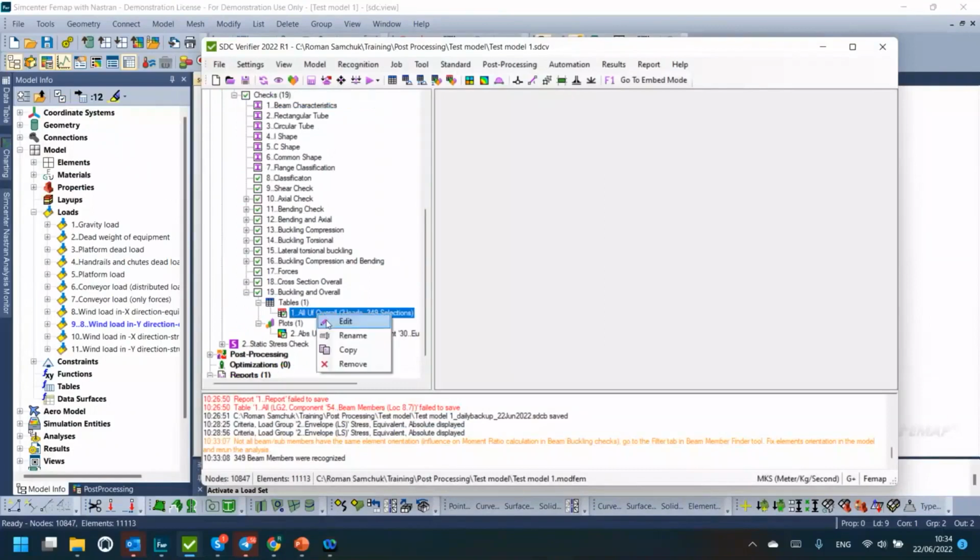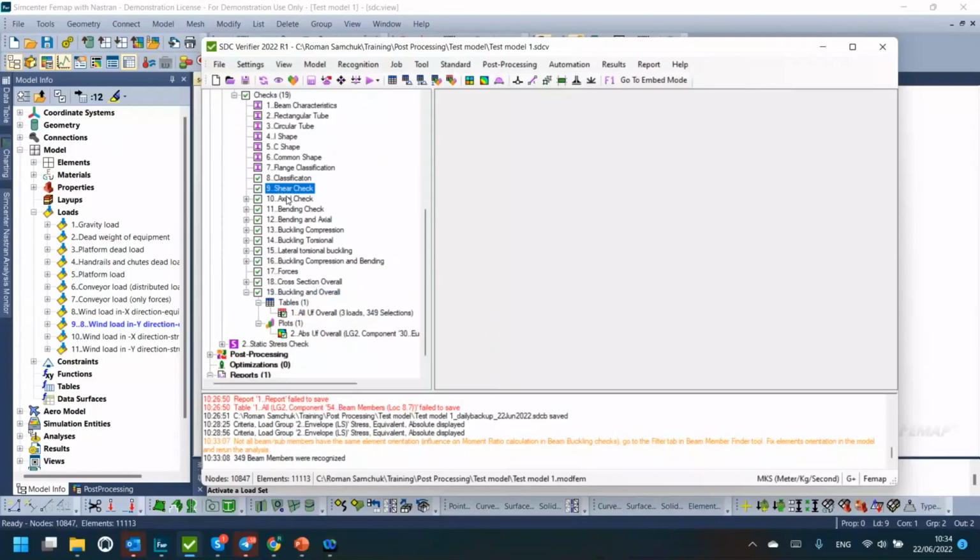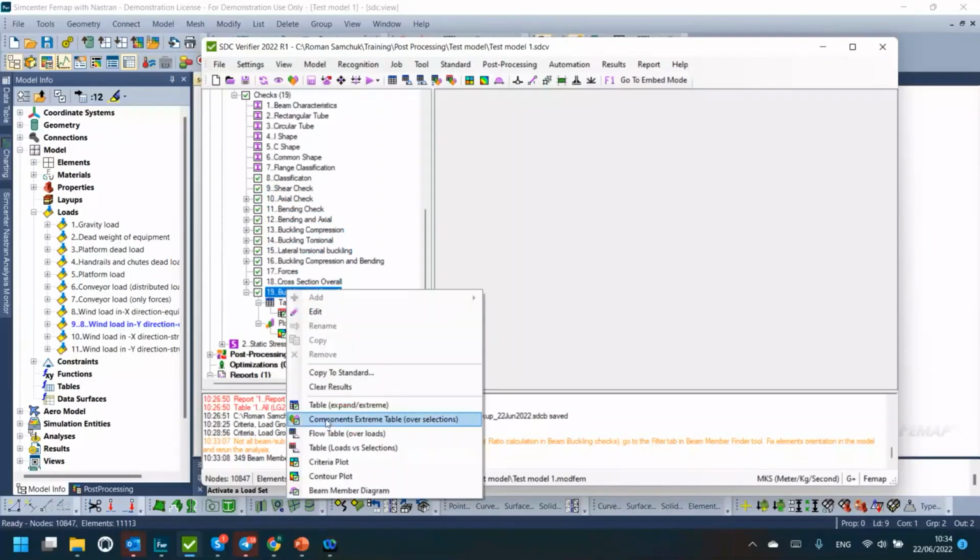And this check shows you the overall maximum utilization ratio over all these checks. So shear check, axial, bending, and axial, buckling, compression, torsional, lateral torsional, and cross-section overall checks are already included. So we're going to focus only on highest values of these things.